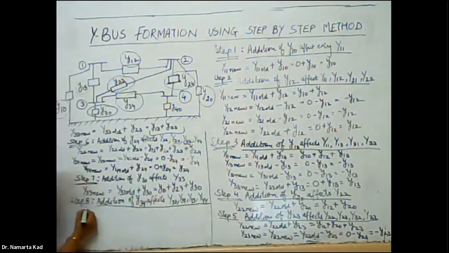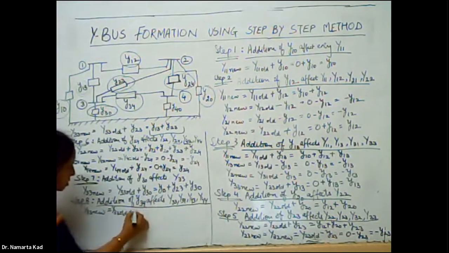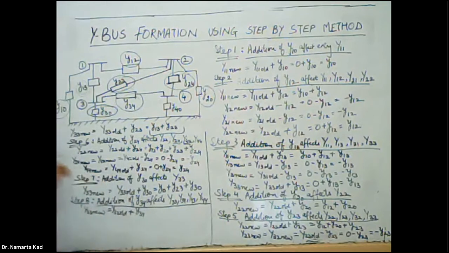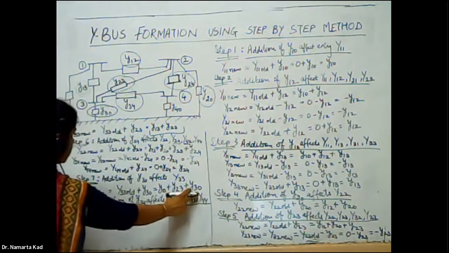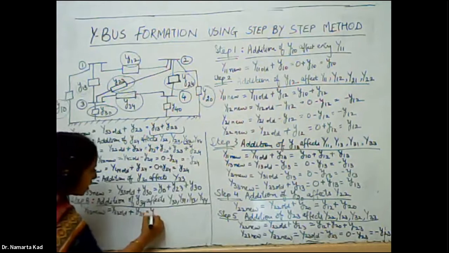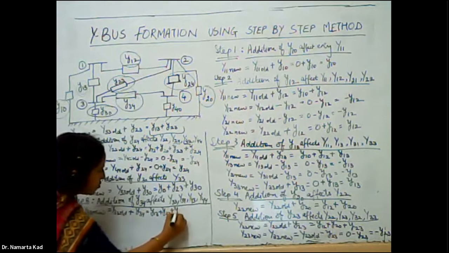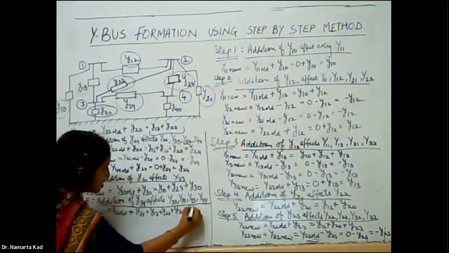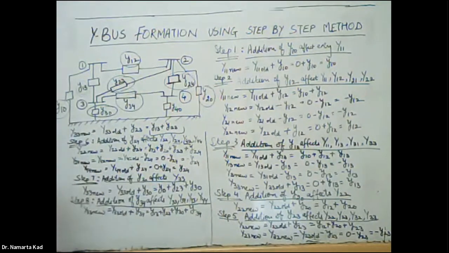So y33 new is equal to y33 old plus y34. And what is y33 old? It was recently calculated in step number 7. So it came out to be y13 plus y23 plus y30, plus the recent entry y34.